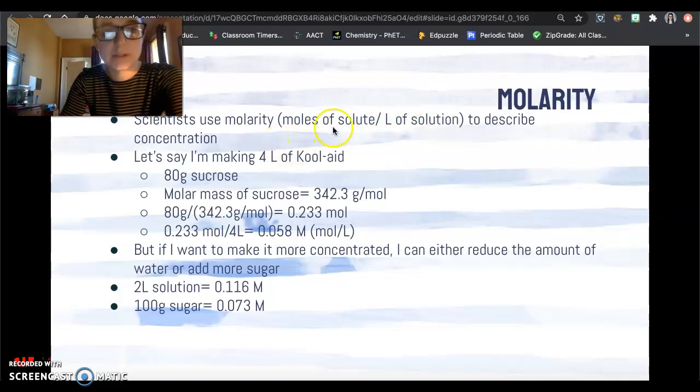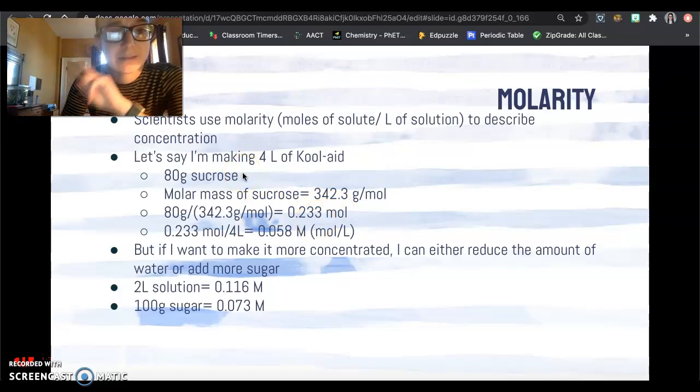First, I have to find the moles of our solute, which is sugar. How do I find moles if I'm given grams? We use the molar mass of sucrose and divide. So dividing 80 grams by 342.3 grams per mole, grams is going to cancel out and we end up with moles as our unit. So I have about 0.233 moles of sucrose.